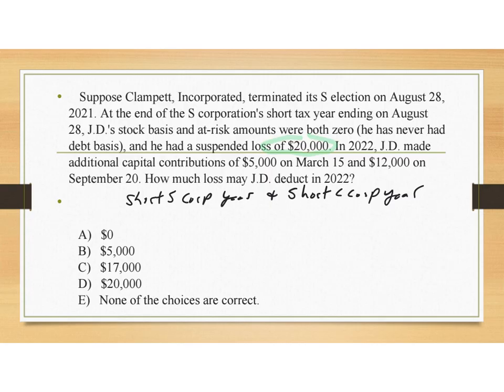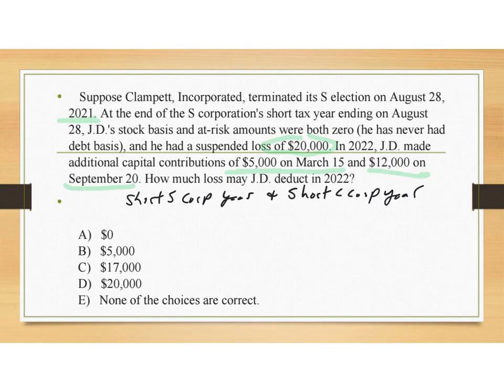So we've got Clampett Incorporated, and they terminate its S election on August 28th, 2021. At the end of the S Corporation's short tax year ending on August 28th, JD's stock basis and at-risk amounts were both zero, and he's never had debt basis, and he had a suspended loss of $20,000. In 2022, he made additional capital contributions of $5,000 on March 15th and $12,000 on September 20th. The question is, how much of this loss can he deduct in 2022?